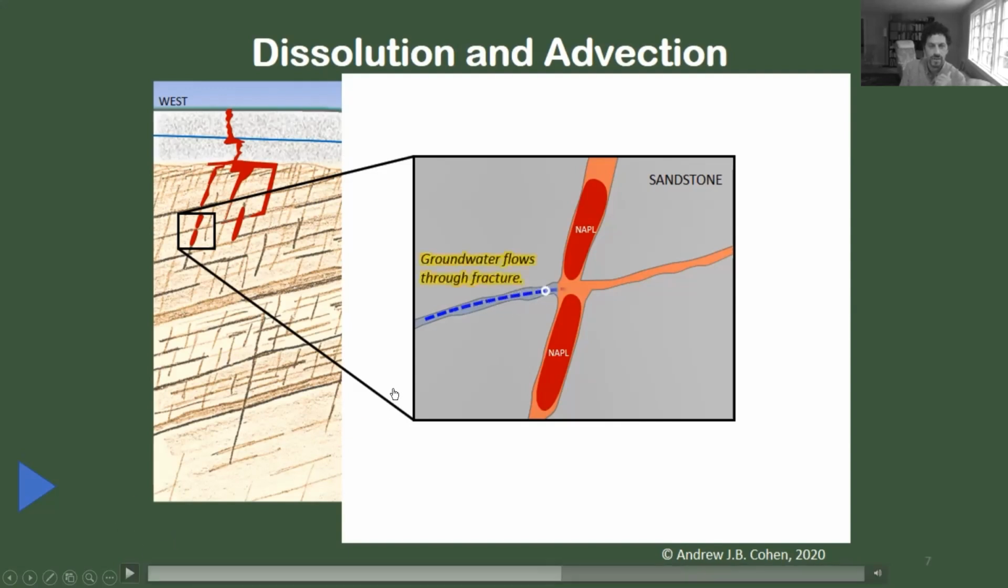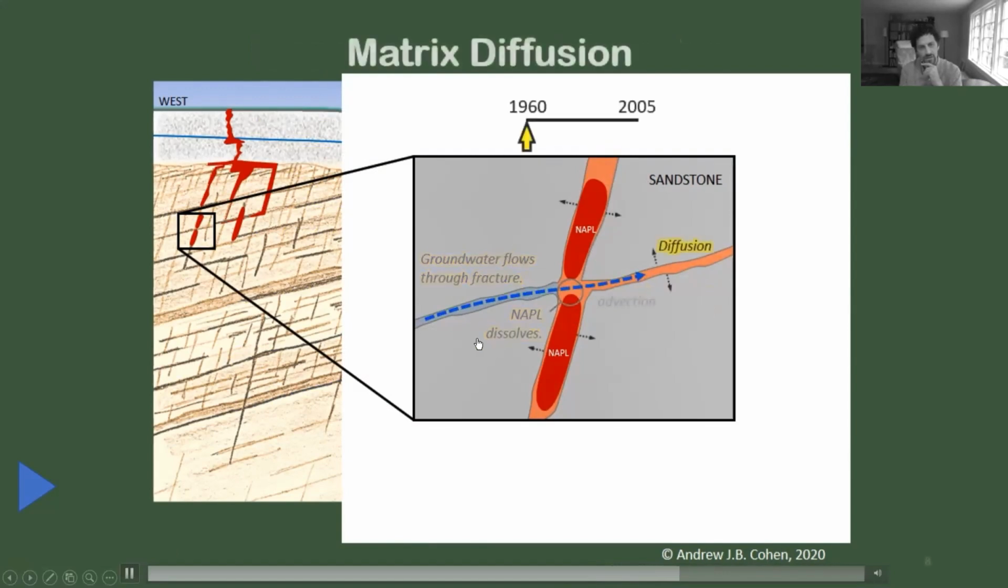And at this point, the groundwater is clean. There's no contamination. However, it makes its way near the NAPL where there's now dissolved contaminant, and groundwater to the right of this, or down gradient, is now contaminated. Take a look at that a couple times. Here are our globules. It's dissolving into the groundwater. This package of water flows through it. It's now contaminated. So you have advection, you have dissolution.